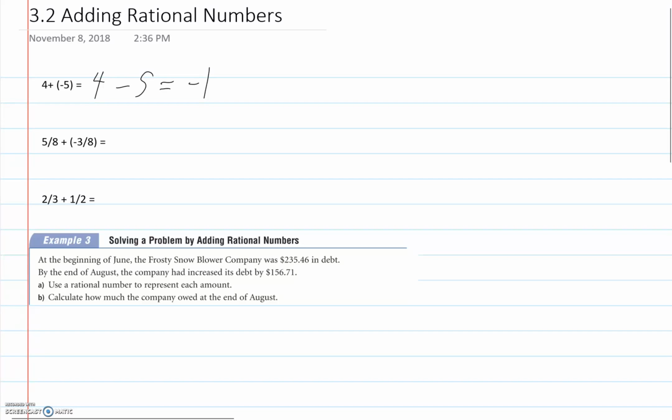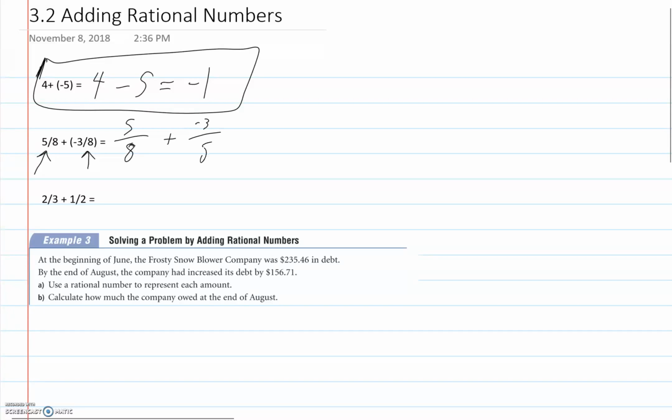Hopefully this is a little bit of a reminder of where we came from, grade 7 math. Now we're going to go on to actually grade 9 math. First of all, we've got some simple fractions, but each fraction is still out of 8. The denominator is 8. So 5 eighths plus negative 3 eighths.